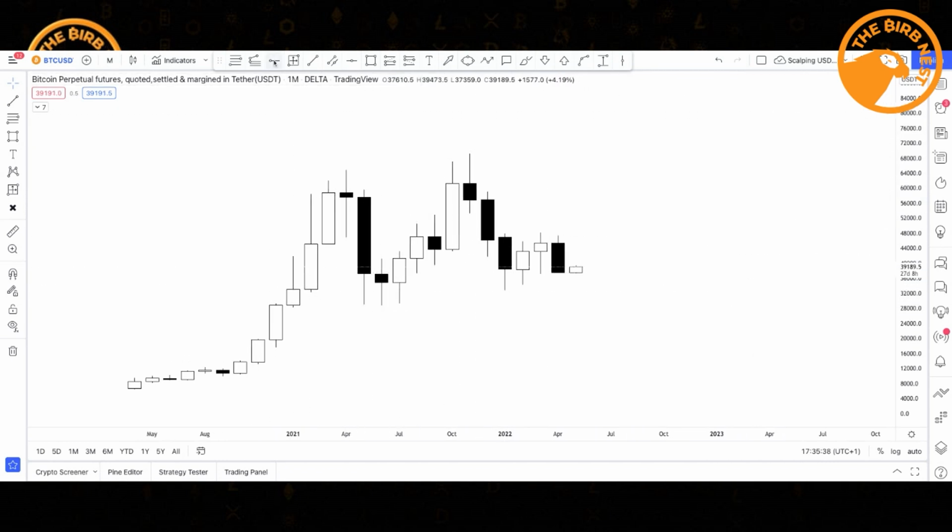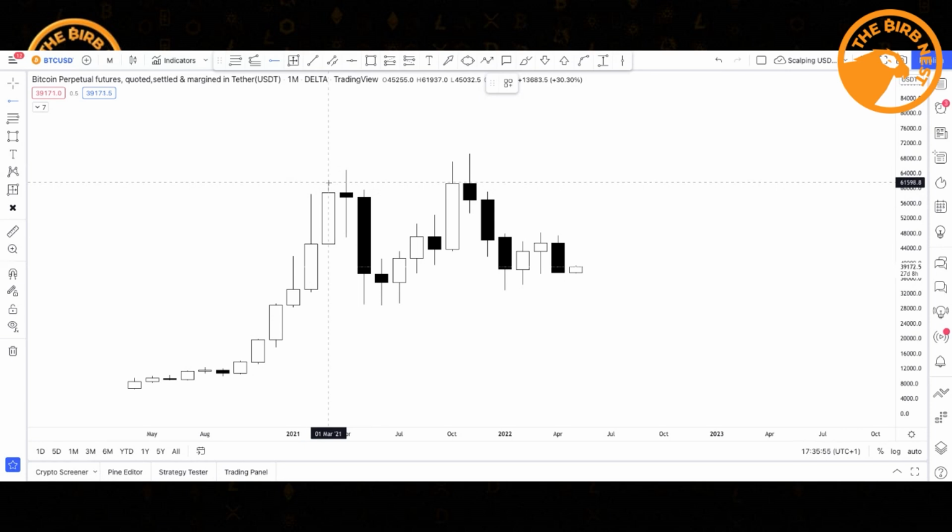So first thing I'm going to do is take my horizontal ray, okay? And then I'm going to look here for confluence as to where we've met a high, price hasn't managed to close beyond it, okay? So this for me here is a key high.